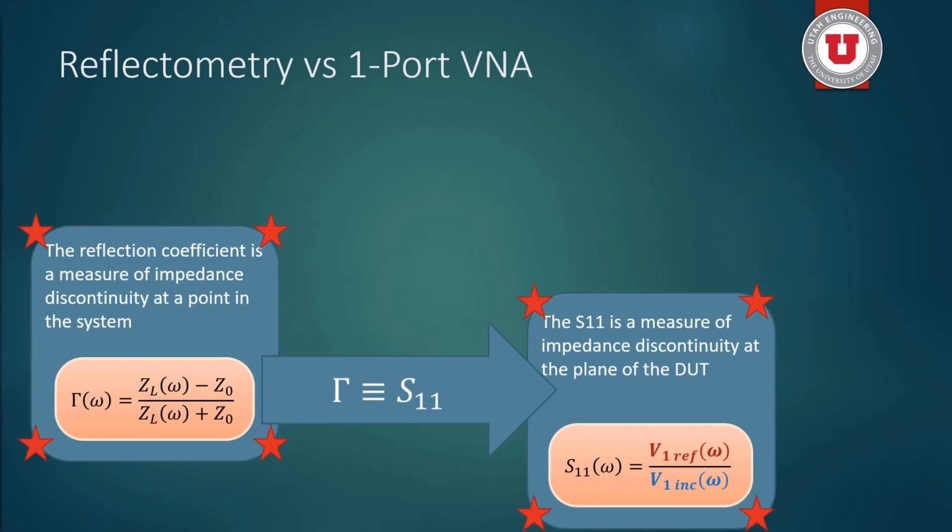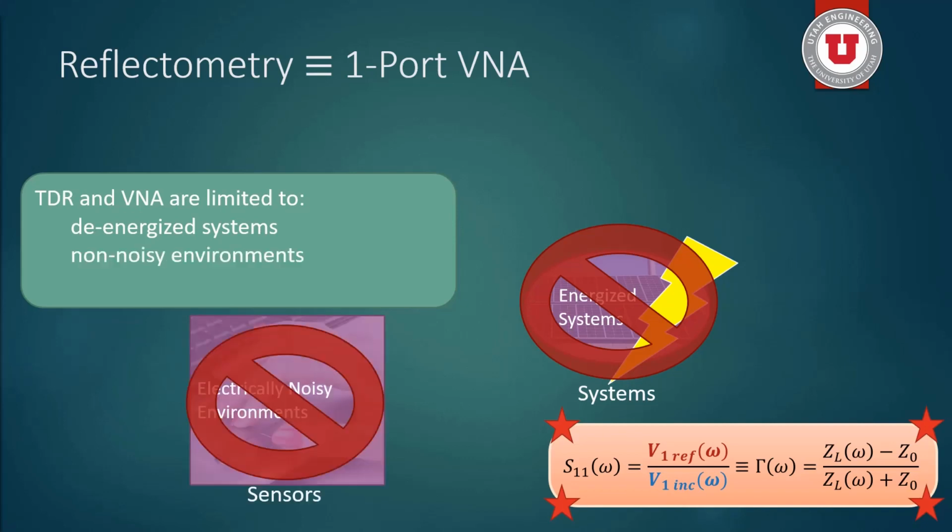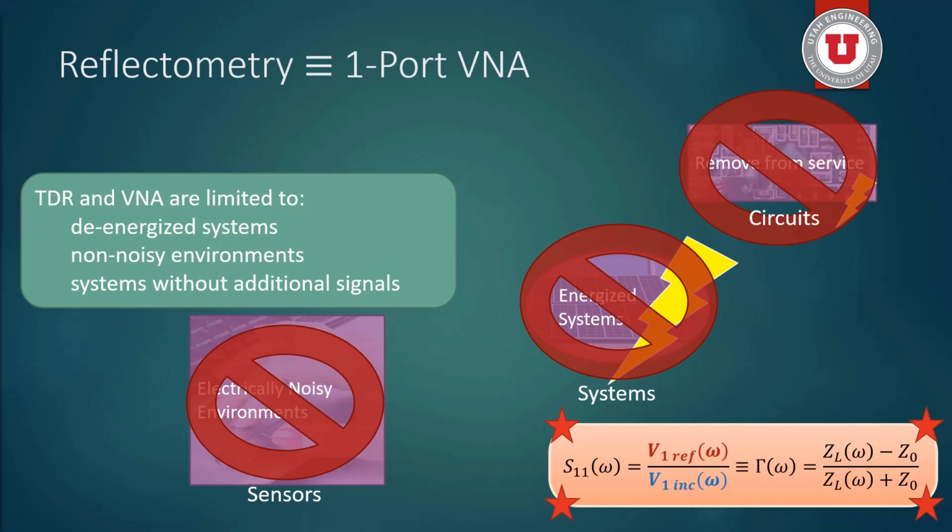While both measurement methods provide information regarding impedance discontinuity on a transmission line, they are both also plagued by similar limitations. Neither method can be used on energized systems without including additional hardware to protect the measurement device. Both methods experience difficulty maintaining high degrees of accuracy in electrically noisy environments, as well as in the presence of data or control signals.